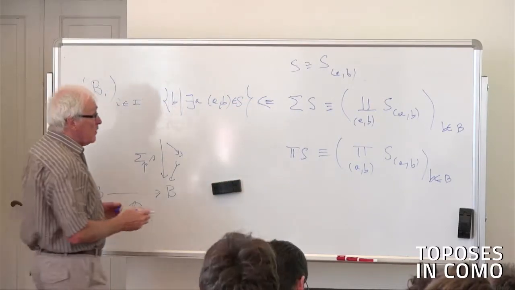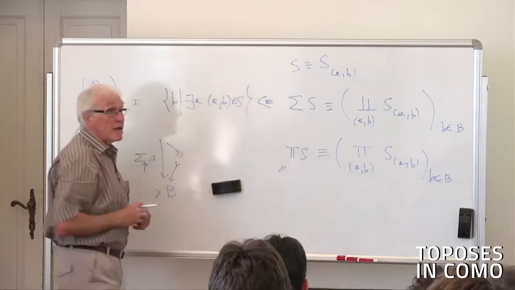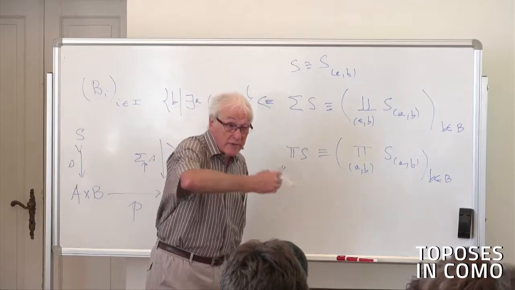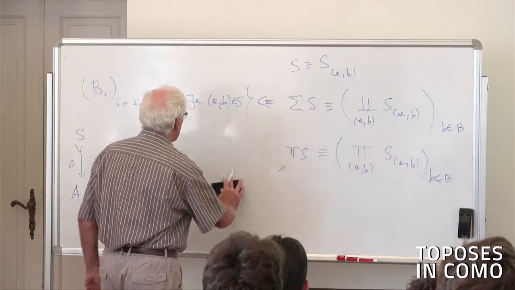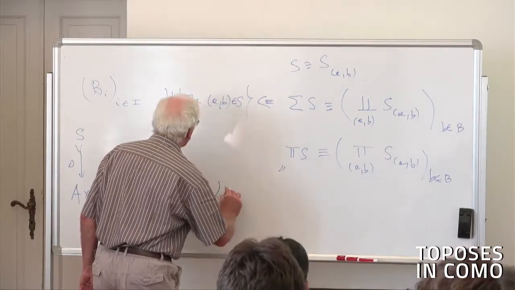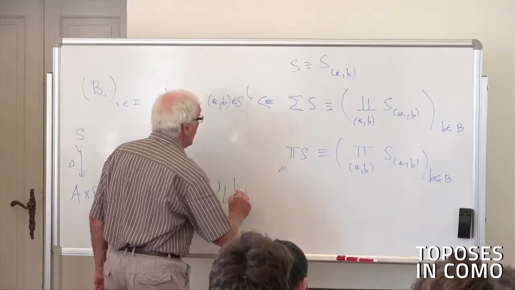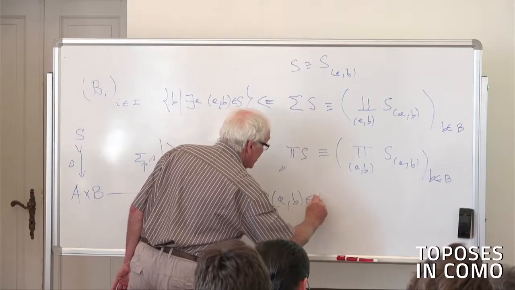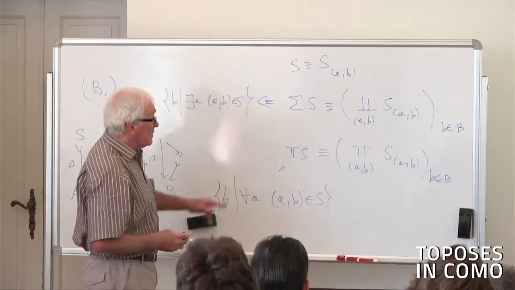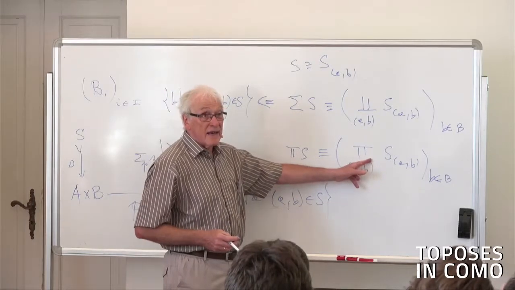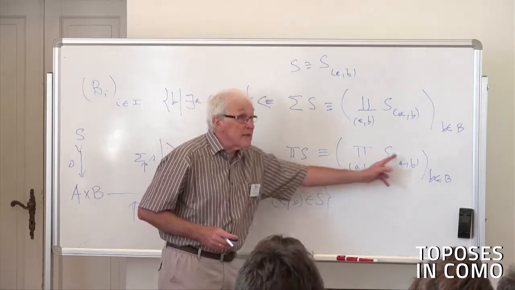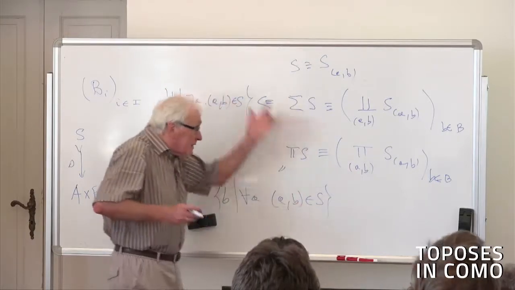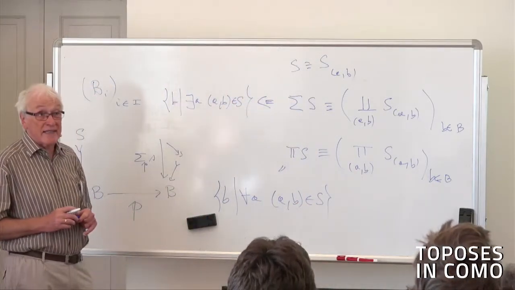Now, if I take pi S, in order to have an element in the product, you need to have an element in each component. So this will be the set of all Bs, such that for all A in this index, AB is in S. If I want to have something there, I need to have an element of the product. And an element of the product is, well, each AB must be in S.